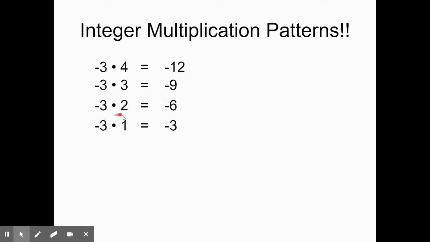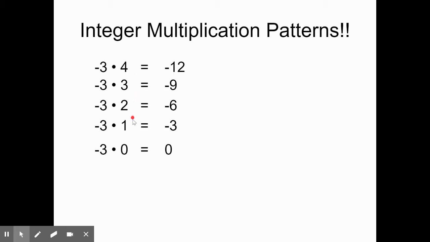All right, let's look at integer multiplication patterns to find the next rule. So we already know a negative times a positive will be a negative. So -3 times +4 is -12, and -3 times +3 is -9, and -3 times +2 is -6, and -3 times +1 is -3, and let's just do one more. -3 times 0 is 0, and we know anything times 0 will be 0, and anything times 1 will be the number itself. Now let's look at the pattern that is going on here.